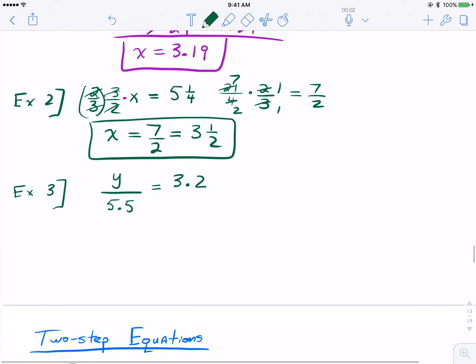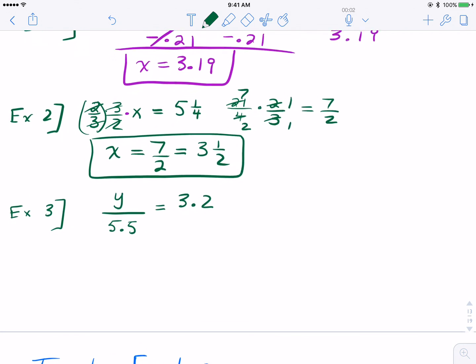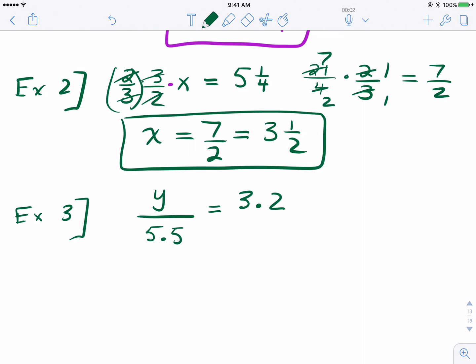Okay, and last but not least, example 3 here, y divided by 5.5. So what's the inverse of division here? I'm going to be multiplying by 5.5. Once again, 5.5 divided by 5.5 is 1. So I got the variable by itself. And now on the right, times 5.5.